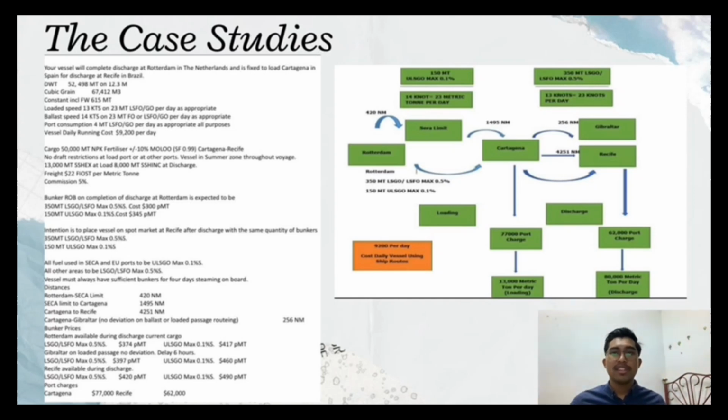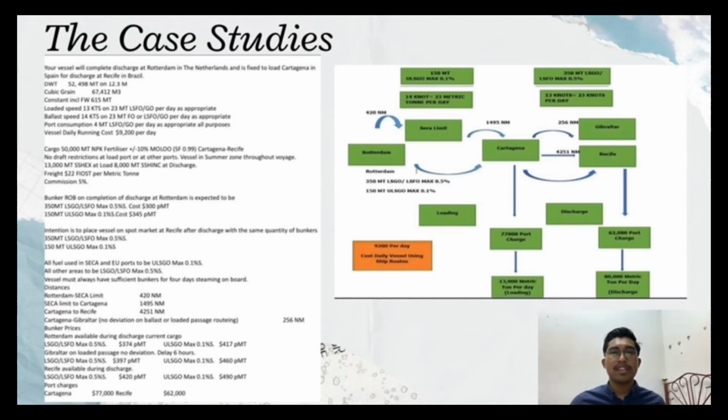This passage describes a voyage plan for a vessel that is completing discharge at Rotterdam in the Netherlands and is scheduled to load cargo in Cartagena, Spain for discharge in Recife, Brazil. The vessel has a deadweight tonnage of 52,498 metric tons and a cubic grain capacity of 67,412 cubic meters.